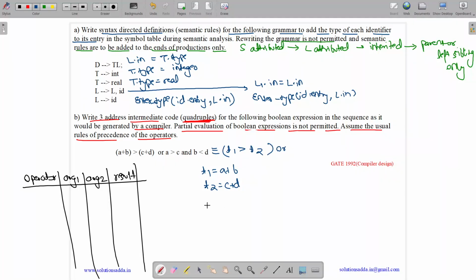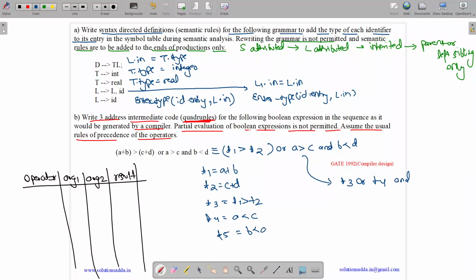or let me assume t3 equals a greater than c and b less than d. Now we can take t1 greater than t2 to be a new variable. Let us assume t3 equals t1 greater than t2. So it got again reduced to t3 or a less than c. So we can take t4 as a less than c, a new temporary variable. So t3 or t4, and we can have t5 as b less than d. Okay, so it will have t3 or t4 and t5.